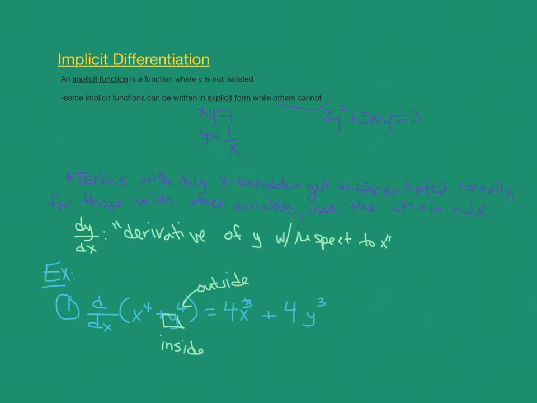Then I multiply that by the derivative of the inside. Derivative of y, don't overthink it. It's not going to be 1, by the way, because we're taking the derivative in terms of x. Derivative of y in terms of x is going to be dy dx.